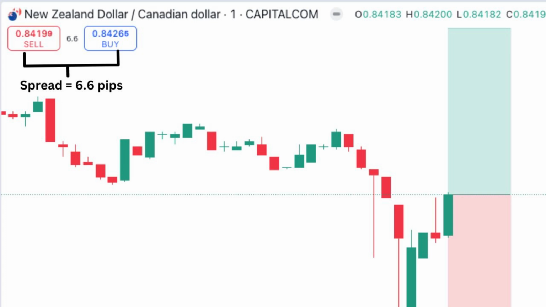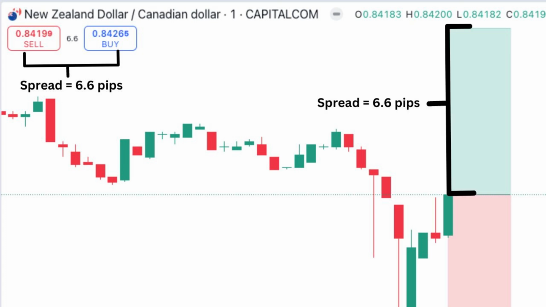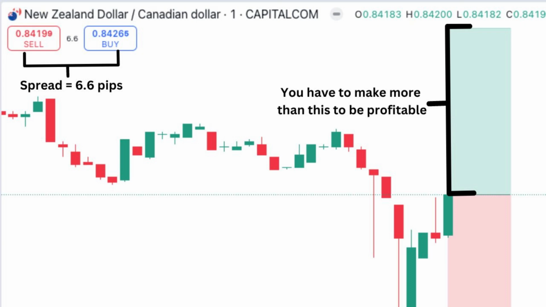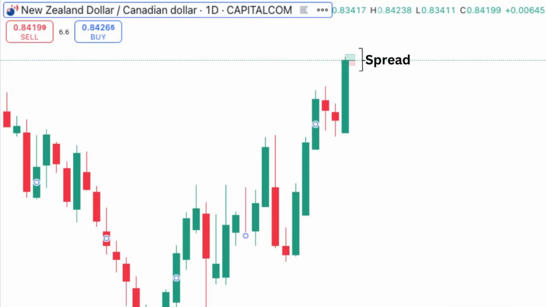Now I want to show you another pair with a much higher spread. Now, if we look at the New Zealand dollar, Canadian dollar, where the typical spread is much higher, around 6.6 pips, you can see just how much larger the spread is compared to the EUR/USD. This significantly impacts your profitability because, as you can see, the green take profit area is set at 6.6 pips. So you would have to make more than that to make a profit. However, on the daily time frame, it looks much better, as you can see here.